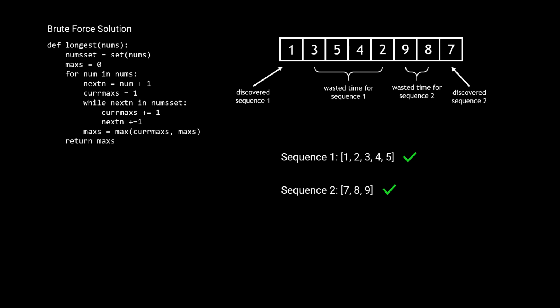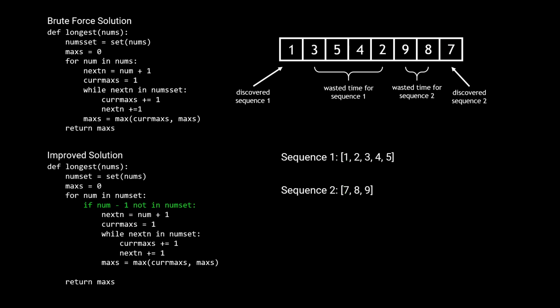So how can we get rid of this wasted time? Well, we need to figure out when to and when not to explore a sequence. For this example, we want to explore a sequence when we encounter the 1 or the 7. What do we notice about these numbers? Well, they're at the very beginning of their sequences. So if we only run the while loop if we are at the beginning of a sequence, then we'll never waste time exploring a partial sequence.